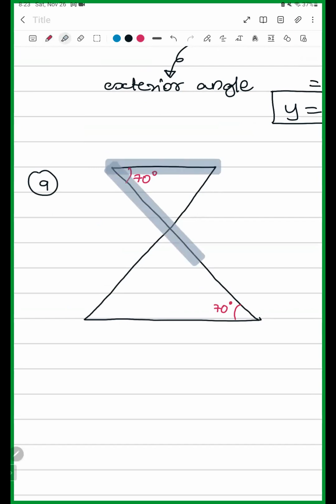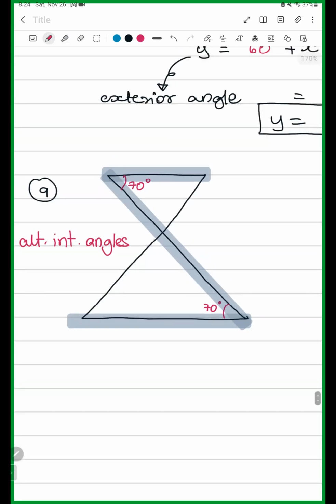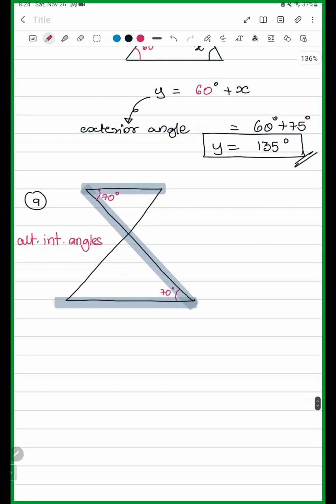When does it happen? Corresponding. No, they're not corresponding. They are alternate interior angles. Remember? So when alternate interior angles are equal, they are not telling you that this line is parallel to, wait, one sec. They're not telling you that this line is parallel to this line.